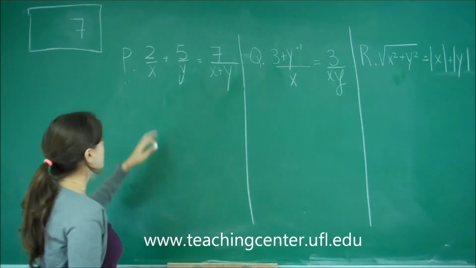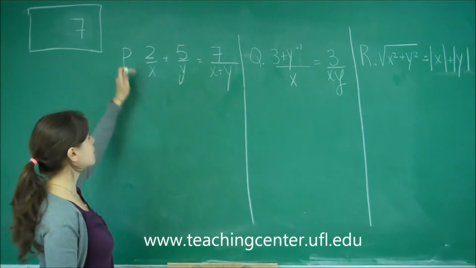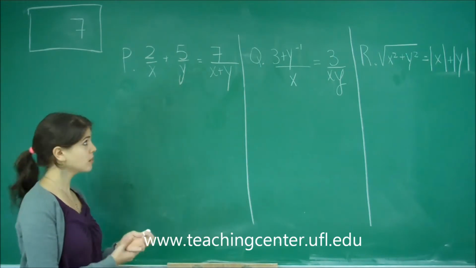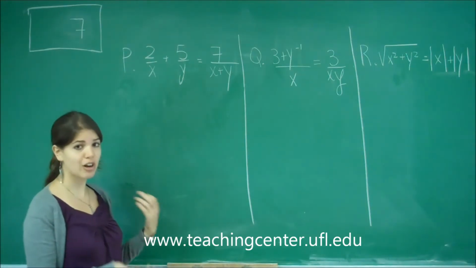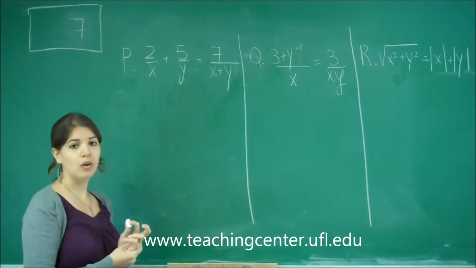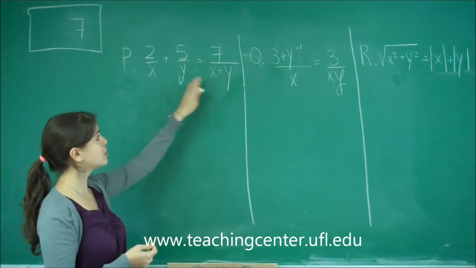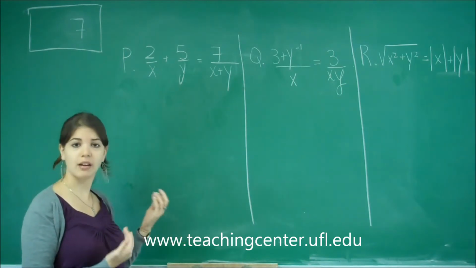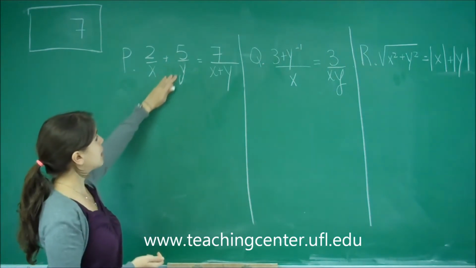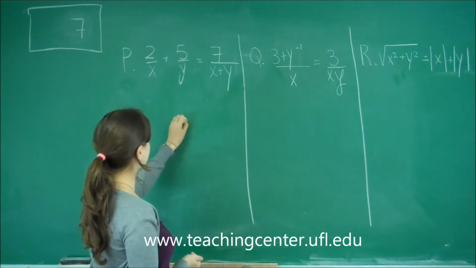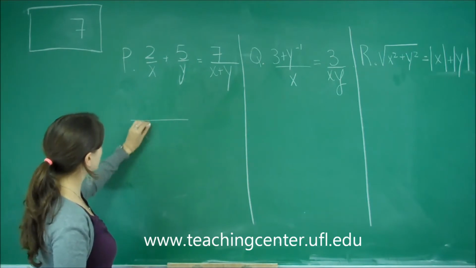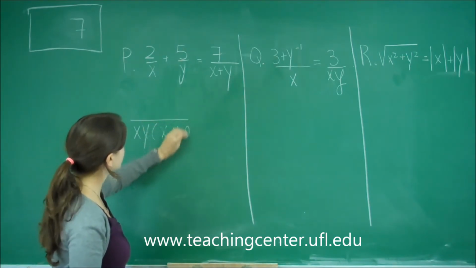So for option P, we have 2 over x plus 5 over y equals 7 over x plus y. What we want to do here is not solve for x or for y. We just want to see if this side equals this side. The first thing to notice is that the denominators are different, so we can't compare anything until we make all the denominators the same. We can shoot for a denominator that includes all 3: x, y, x plus y.